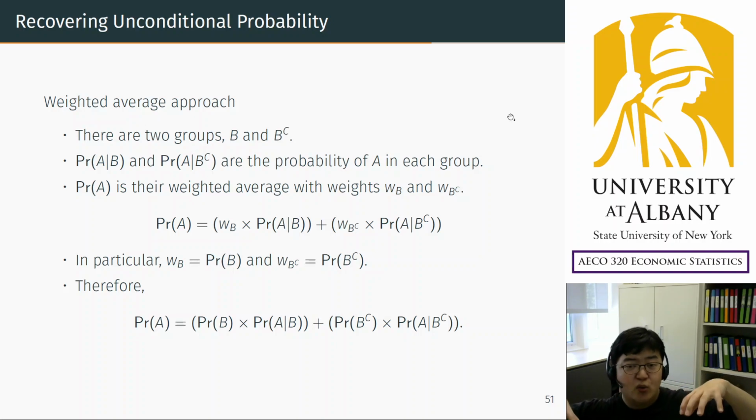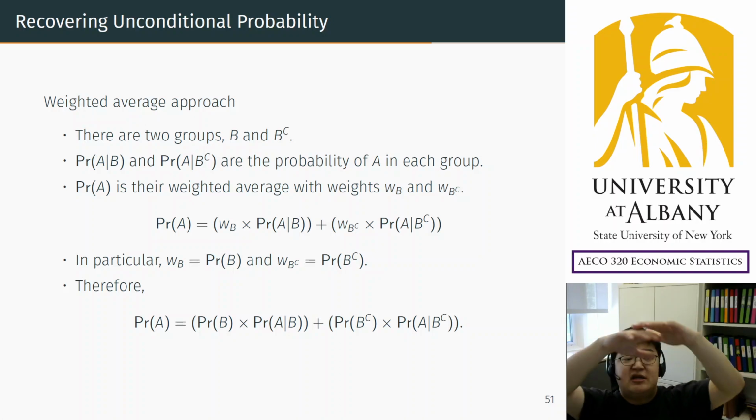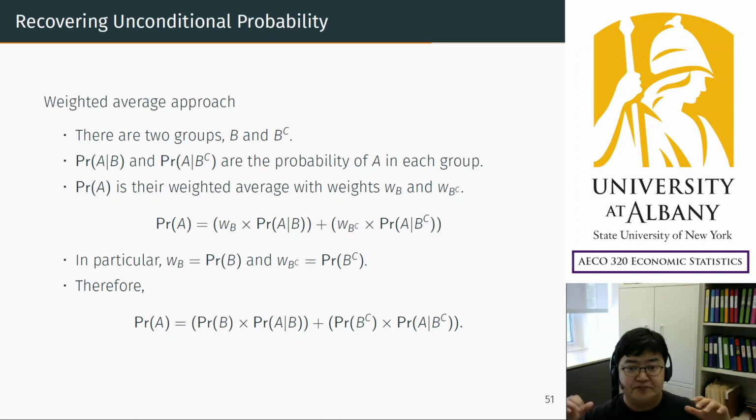We know the defect rate for each group, so the probability for each group is known. We know the group-wise probability, but what we don't know is the overall probability. Then the relationship is that the overall probability is a weighted average of those two group-level probabilities. The weighted average is calculated based on the probability of each group.